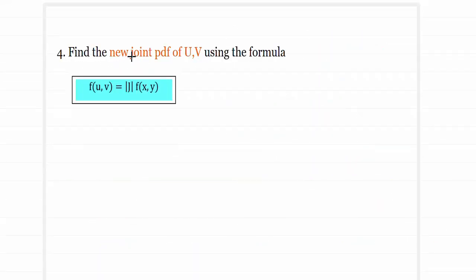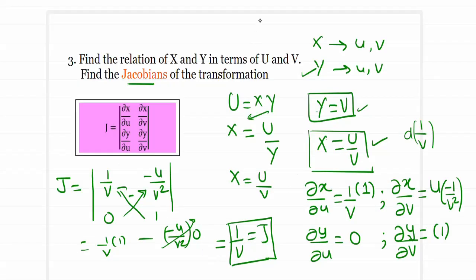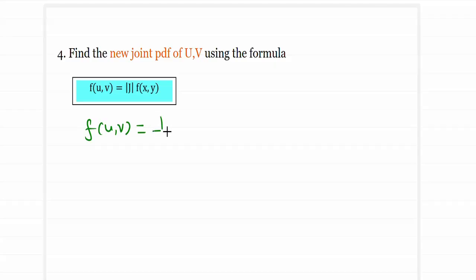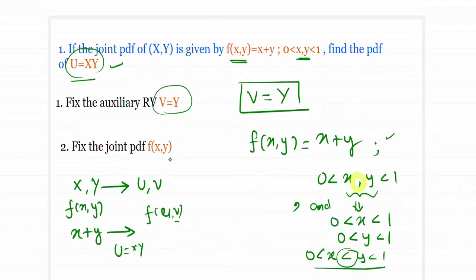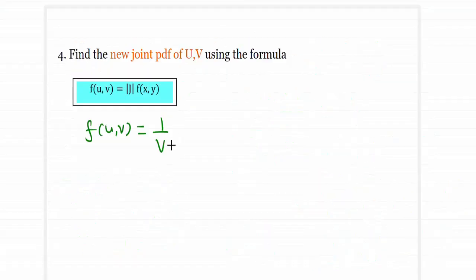What is step 4? The new joint PDF of u and v. So I need to find my f of u comma v, which is the Jacobi multiplied by f of x comma y. What was the Jacobi value which we found here? It is 1 by v. So replace it as 1 by v. F of x comma y was nothing but the result obtained using my step 2. What is my f of x comma y? It is x plus y. Go and replace it over here. So it is x plus y.